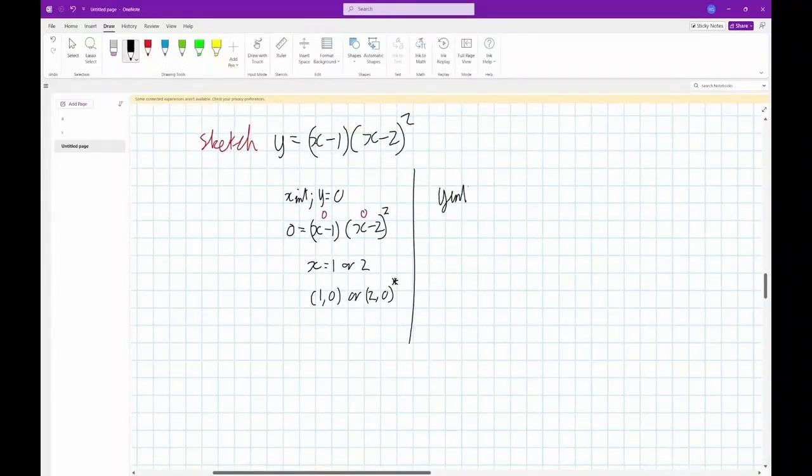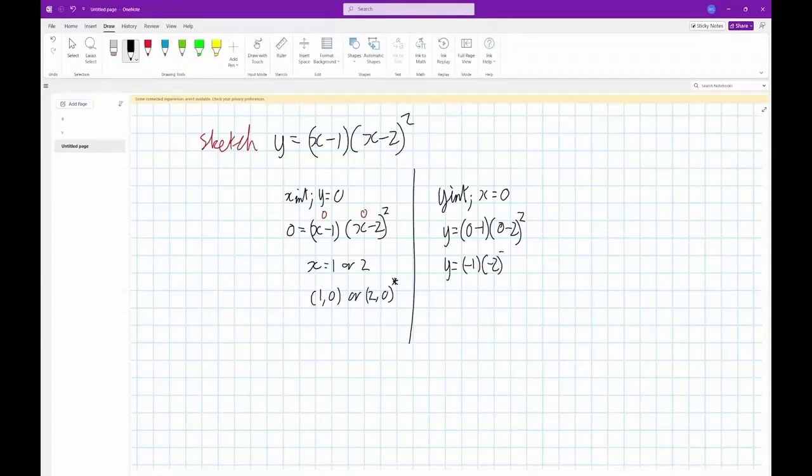So y-int, what does x equal at the y-intercept, everybody? It's, of course, 0. So y is going to be equal to (0 minus 1)(0 minus 2) squared. And, of course, that means that we're going to get 0 minus 1 is -1. 0 minus 2 is -2, but this is squared. Then we get y equals -1 times, well, -2 squared is -2 times -2, which is +4. And y is going to equal -4, or in coordinate form, (0, -4).